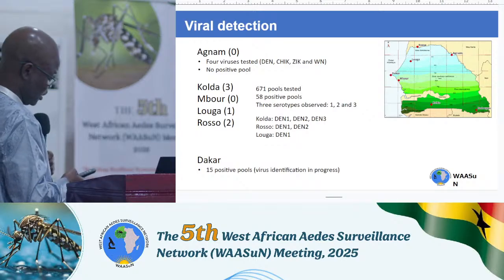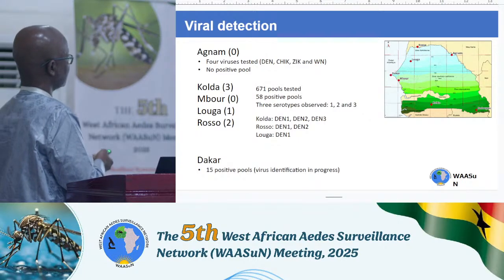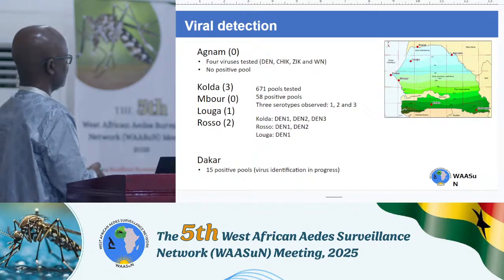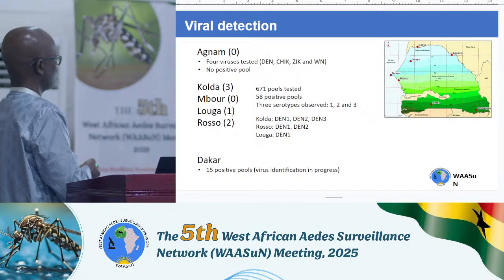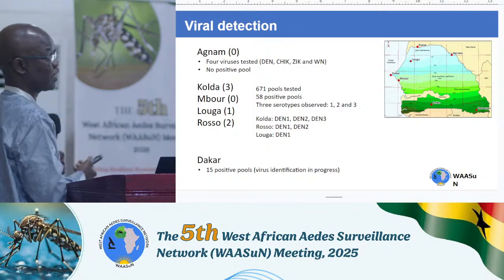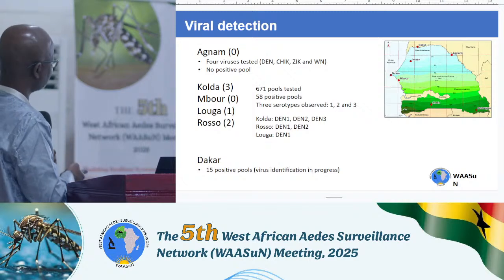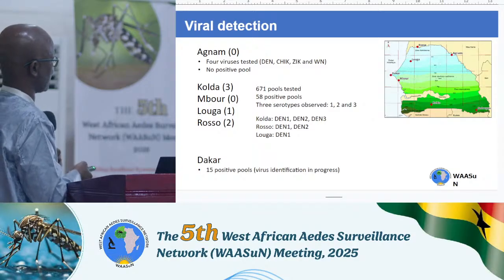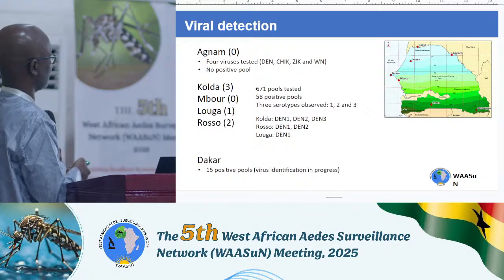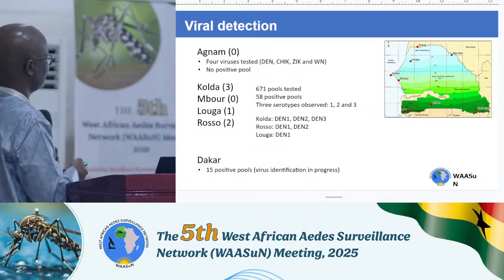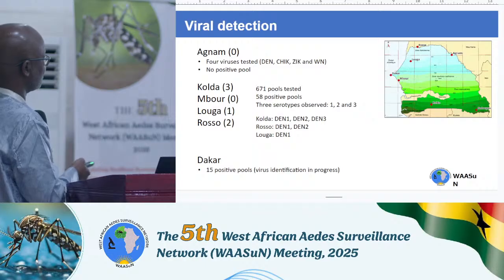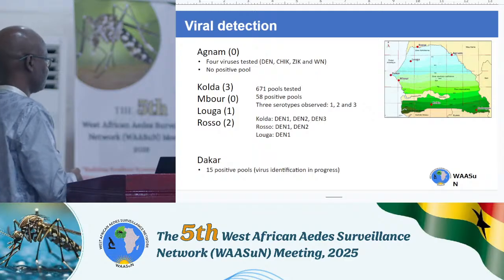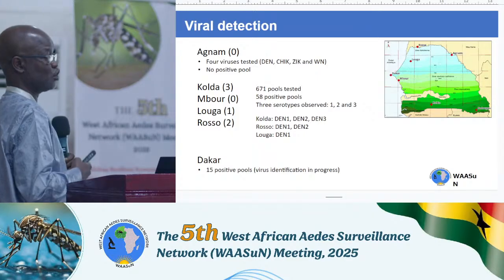And for viral detection in Anyam, in the northern part, no virus was detected, even if we looked for dengue, chikungunya, Zika, and West Nile. But in the 4 sites in Mbour, Kolda, Louga, and Rosso, we found that in Mbour there is no detection of virus. But in Kolda, we have these three serotypes present, dengue 1, 2, and 3 in Kolda, in the southern part, 1 in Louga, in the central part, 2 in Rosso in the northern part. And in Dakar, we have found 15 positive pools, and the identification of the virus is ongoing.